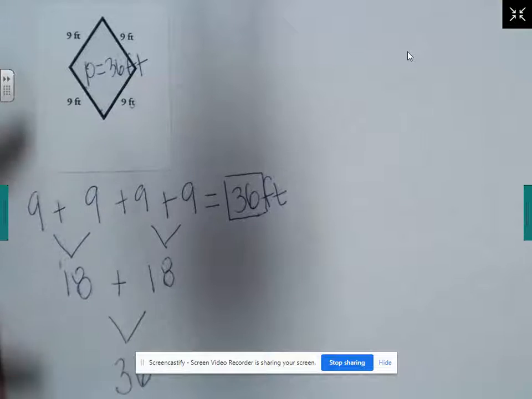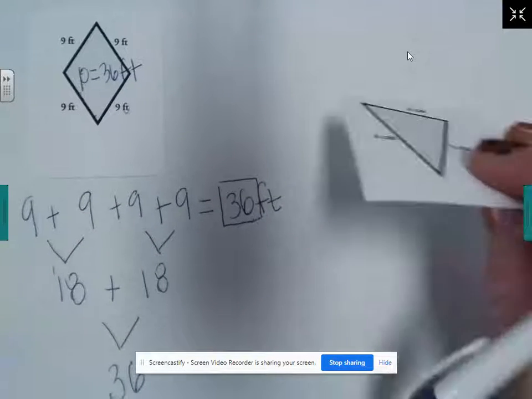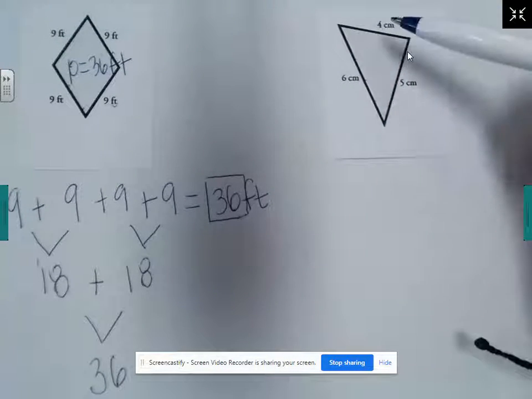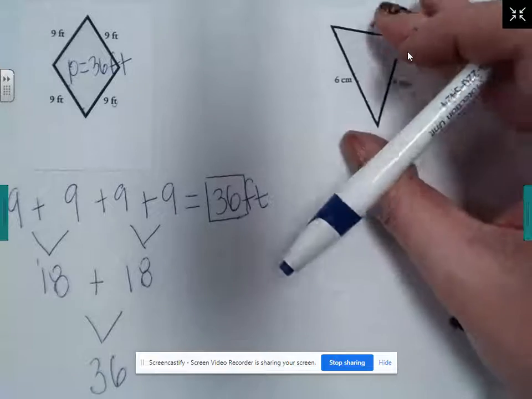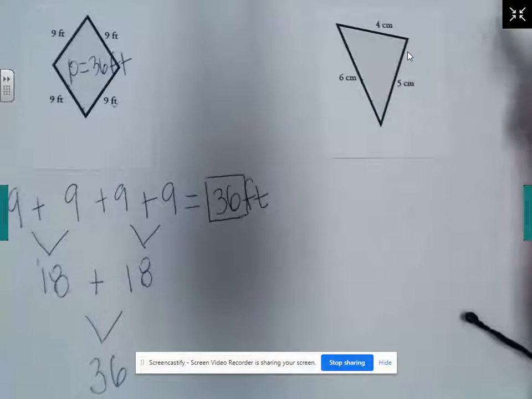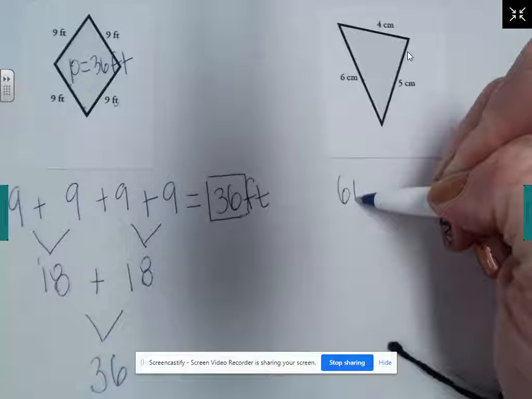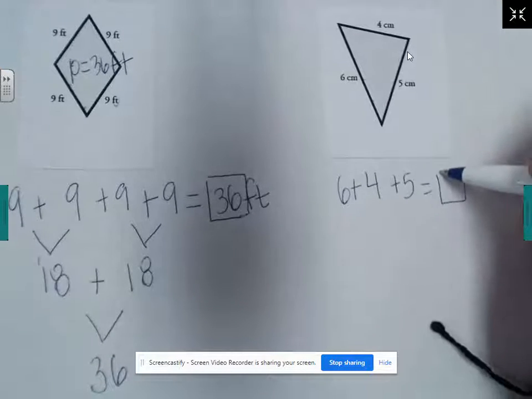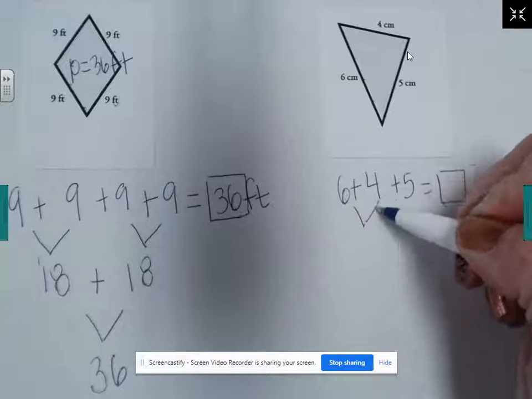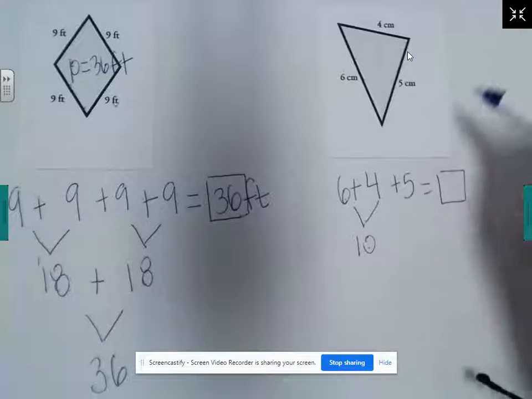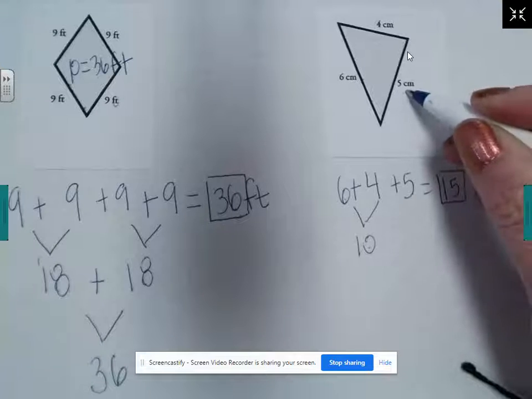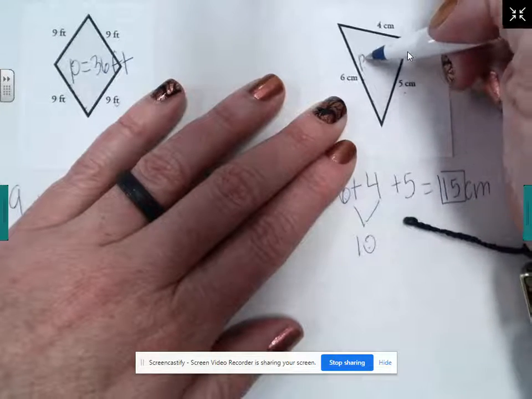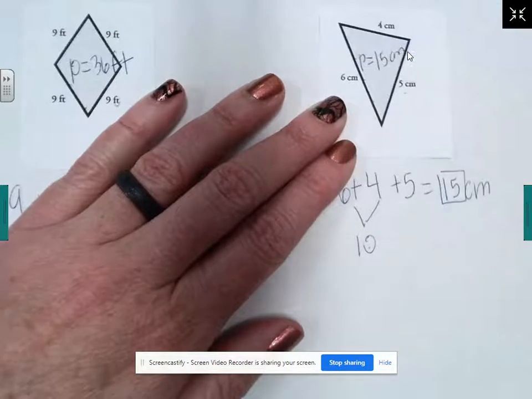All right, let's take a look at another one. Let's take a look at this triangle. For the triangle, this time we're measuring in centimeters. Again, it doesn't matter because they're all measured in centimeters. To figure out the perimeter, we're simply going to add these numbers as well. So 6 plus 4 plus 5 is going to give us the perimeter. 6 and 4 is 10. 10 plus 5, that is 15. And this time we're doing centimeters. It is 15 centimeters. P, perimeter, equals 15 centimeters.